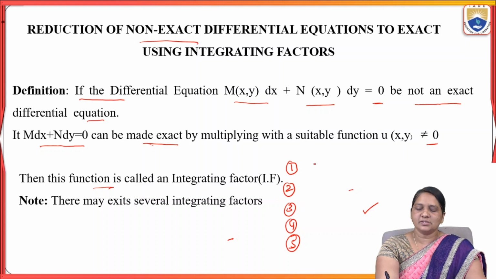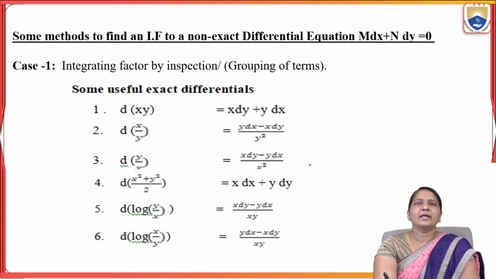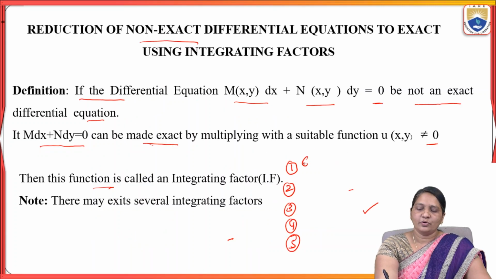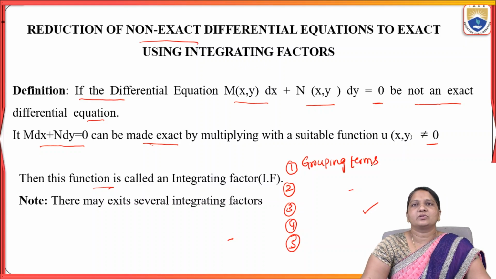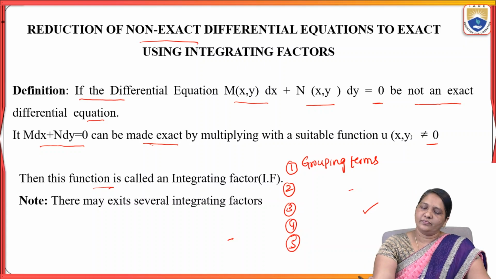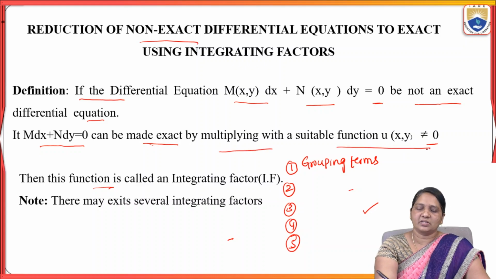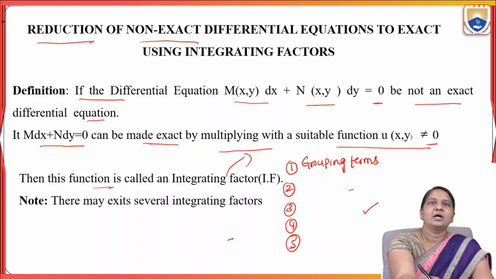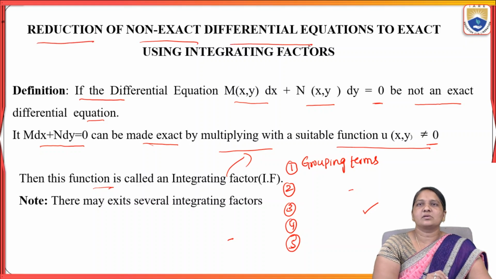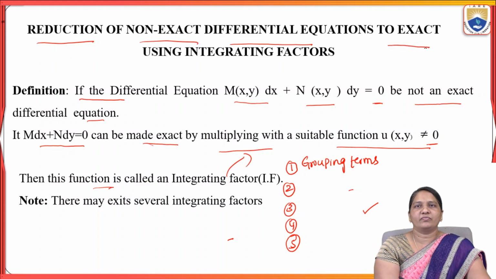The first method is integrating factor by inspection, or grouping of terms. Why do they keep telling us about the integrating factor every time? If you multiply with that suitable function, that is nothing but the integrating factor, then only can we convert the non-exact differential equation into an exact differential equation. That's why the topic is given as reduction of non-exact differential equation to exact differential equation using integrating factors.